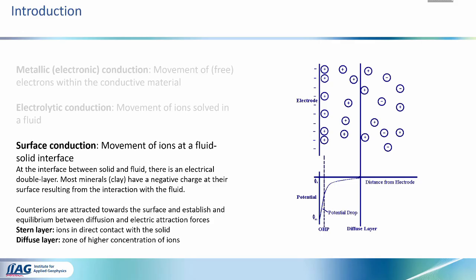So surface conductivity is whenever ions are moving at this interface between fluid and solid. So then we have a potential drop. Some of the electrodes are bound to the surface, and some others can move in the fluid. And when we apply a current, then they will separate. And if we shut off the current, they will move again and scatter. So don't get too much into detail. Just remember we have metallic conduction, electrolytic conduction, and surface conduction. It will become important at some point.